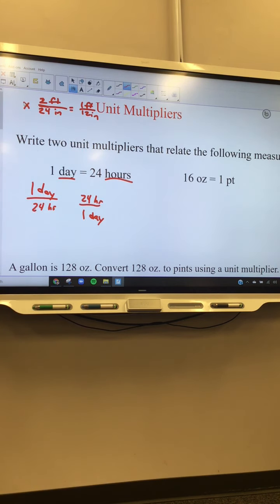Okay, do the same thing if I'm writing a unit multiplier using 16 ounces and 1 pint. Write it on your piece of paper, please, which you already got out. Right, Matthew? Right. Sorry, you got it already. Good. What do you have?